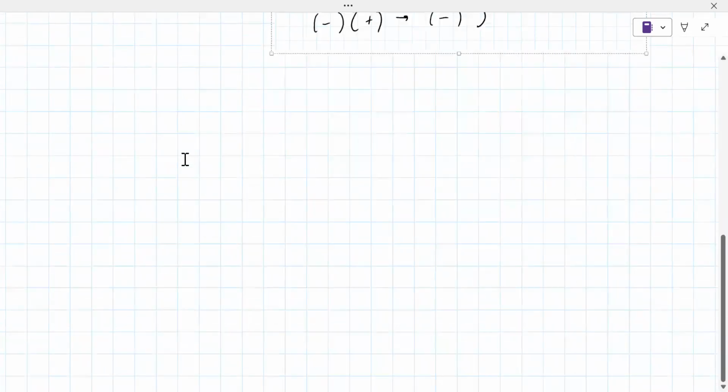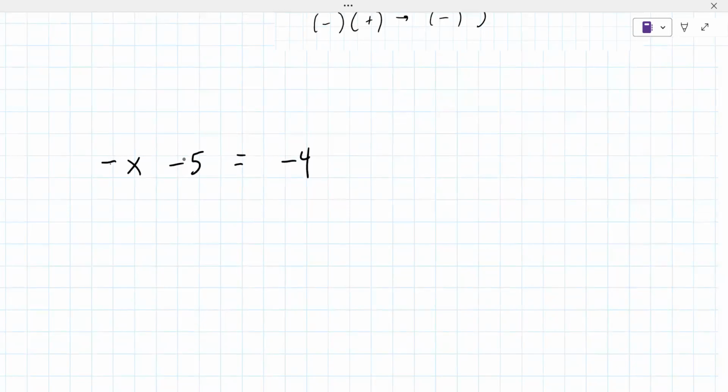So let's look at a few more of these two-step equations. Let's say it's negative x minus 5 equals negative 4. So you always look at the side with the variable. The side with the variable is the left side, and you undo addition and subtraction before multiplication and division.